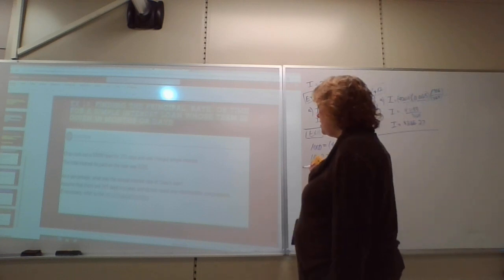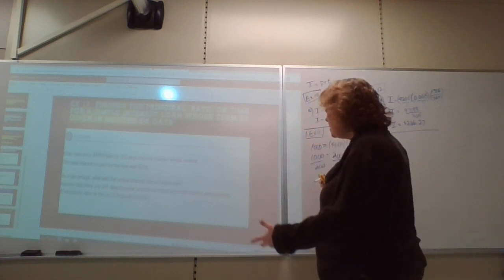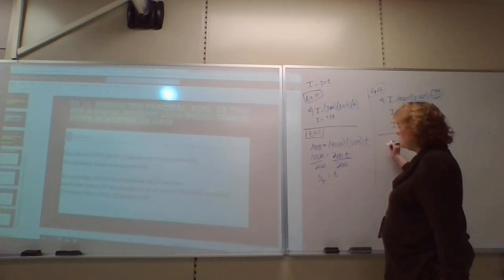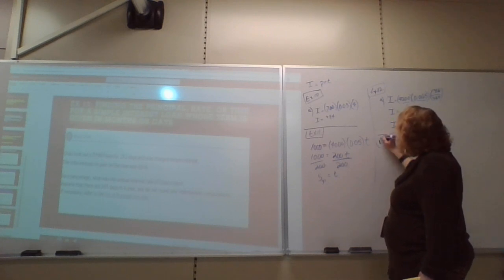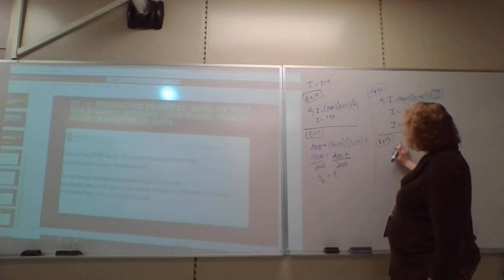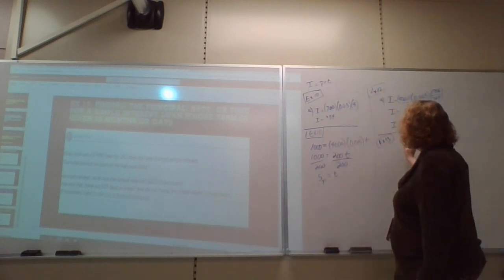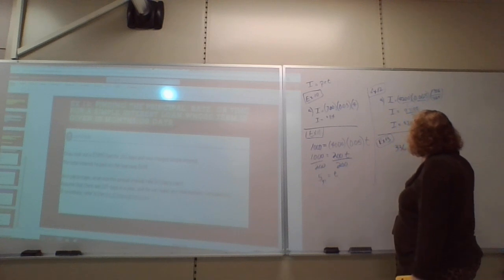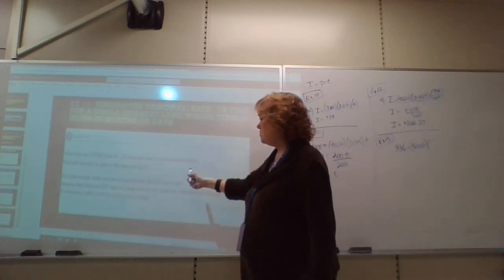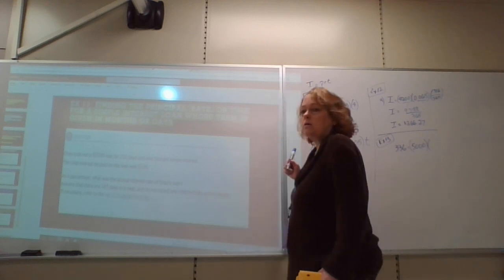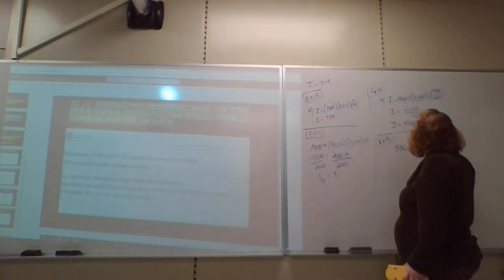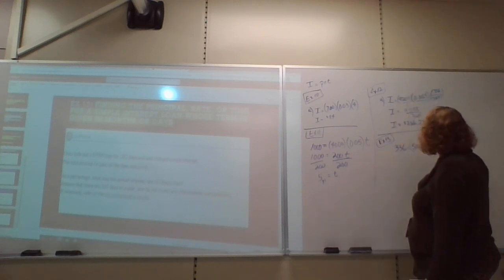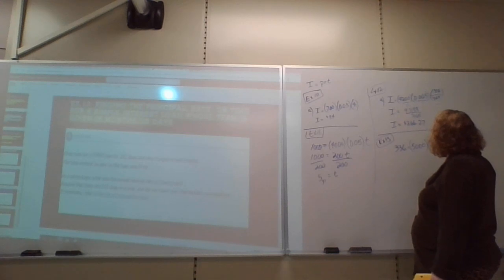Do not round any intermediate calculations, which means don't round until the end. Example 13. I equals PRT, so what is my I? 336. Principal is 5,000. And what is my R? We don't know, because it wants you to find it out. So we'll leave it as R, a question mark right now. And what is T? T is 292 over 365. That is correct.